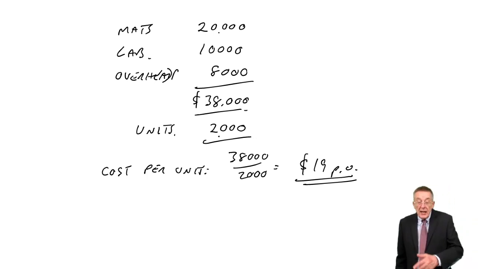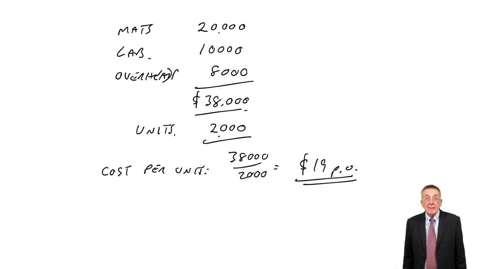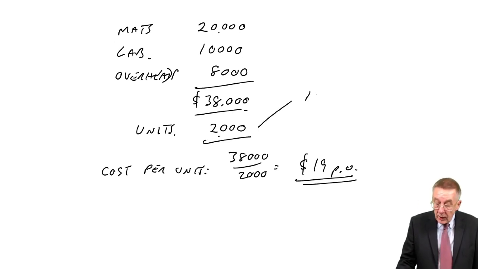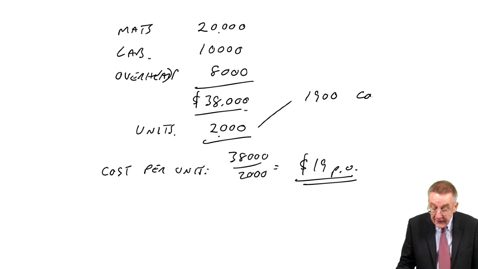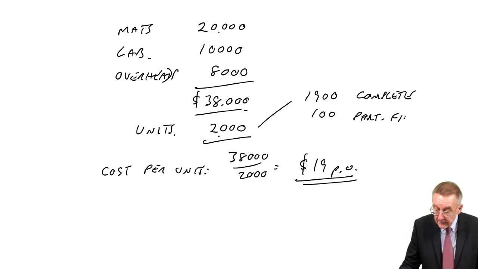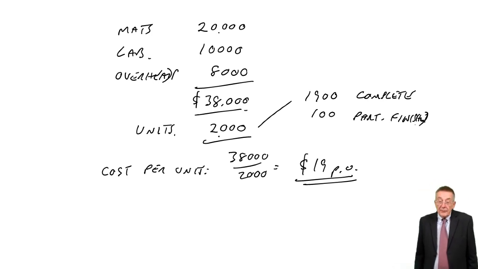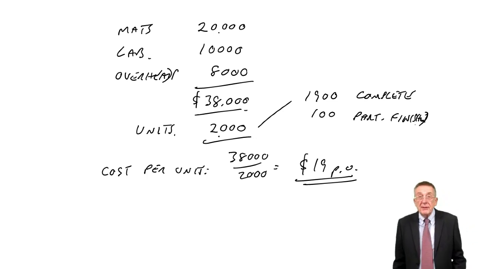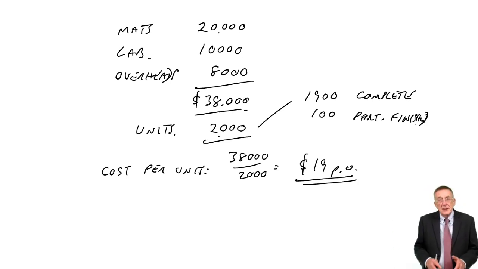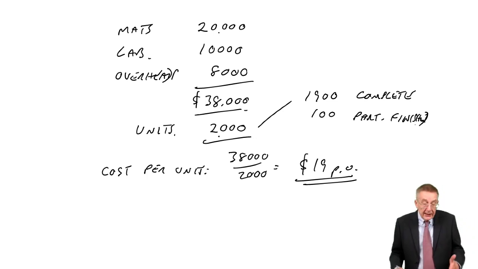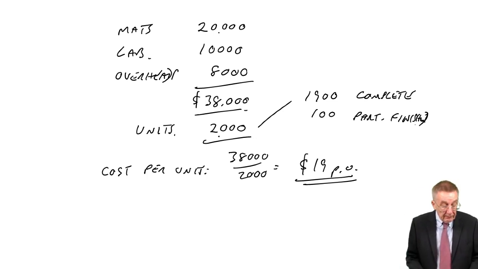Another one is work in progress. Here we were working on 2,000 units, but suppose I told you 1,900 of them were completely finished, but the other 100 were only part finished. Well, if they're only part finished, it would be unfair to value them at a full cost of 19. If they're only part finished, we'll only value them at part cost, but it does mean extra work, as again you'll see in a later chapter.